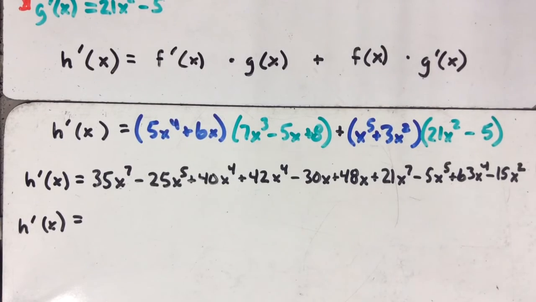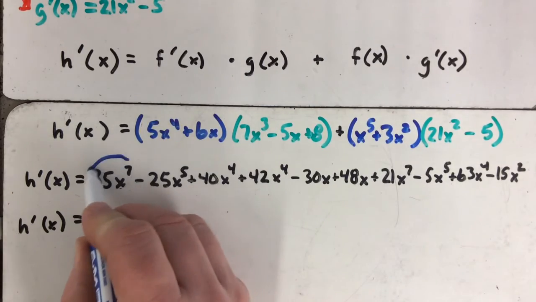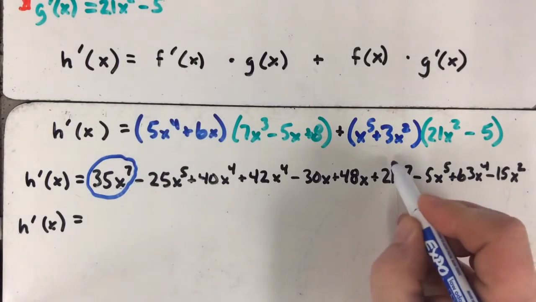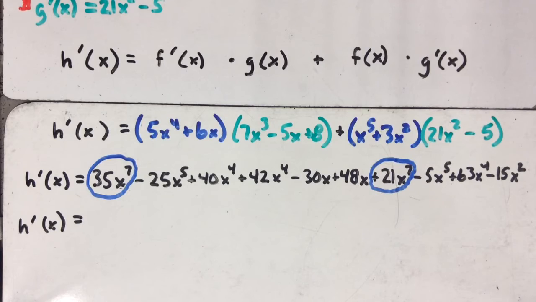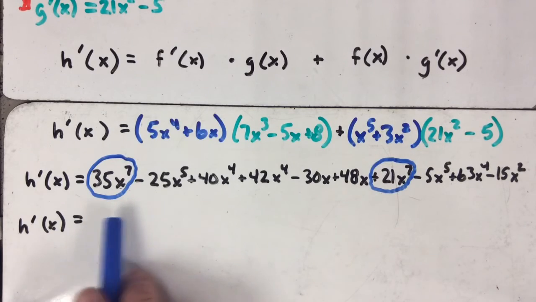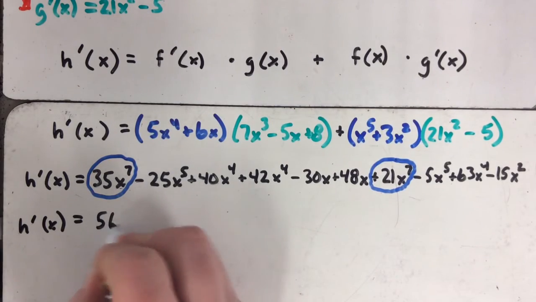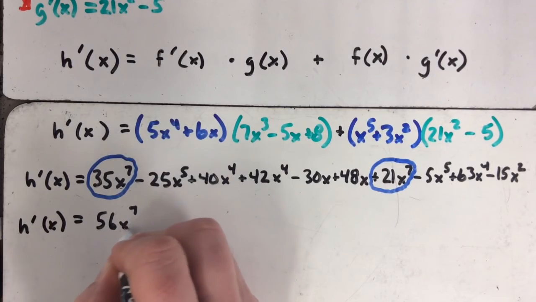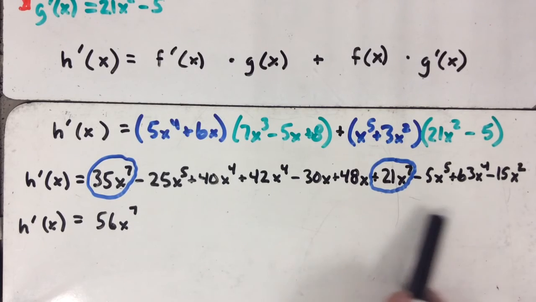So taking a look at what we have here, the highest power of x that I see is x to the 7th. So let me combine like terms. I have a 35x to the 7th there and a 21x to the 7th there. When I add those together, that's going to give me 56x to the 7th. Let me see if we have any x to the 6th terms. I don't see any of those.